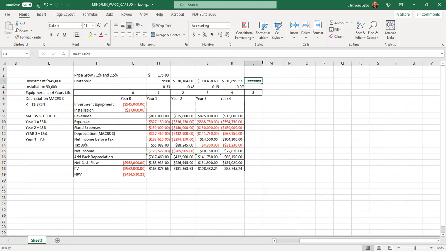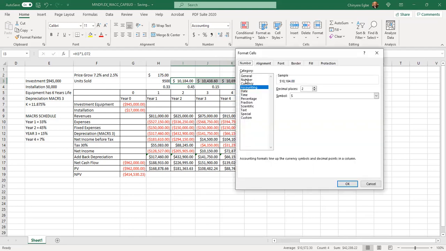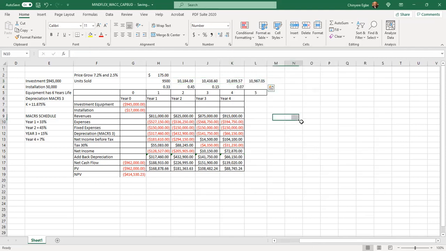Okay. So we're in business. These are numbers. Regular number. So we're simply saying that the first year we're going to sell 9,500 units. The second year we're going to sell 10,000 units. The third year we're going to sell 10,004, 10,006, 10,009 units. The price will not change. So the price will be $175 throughout the period of the project.